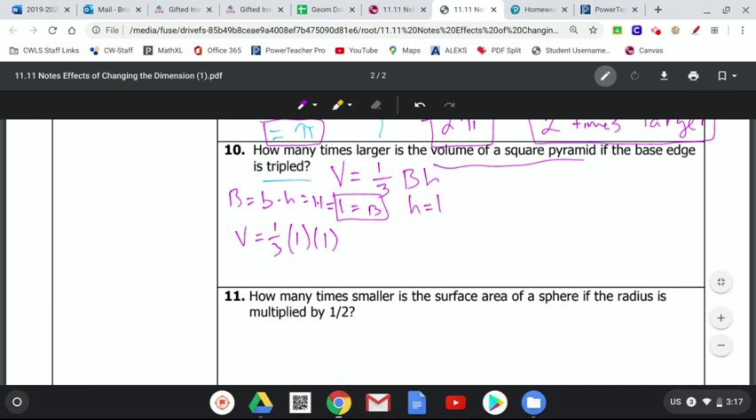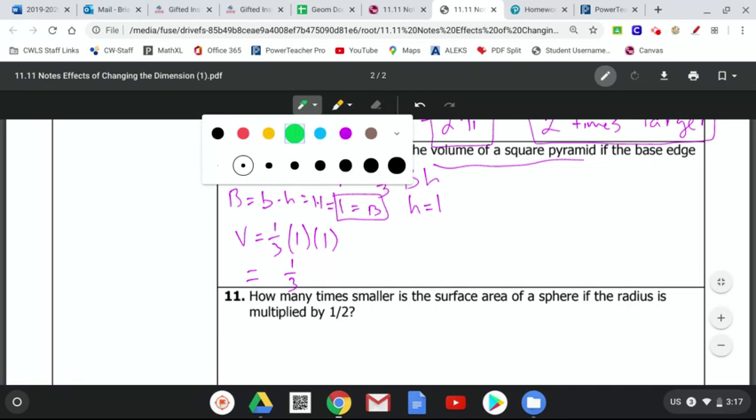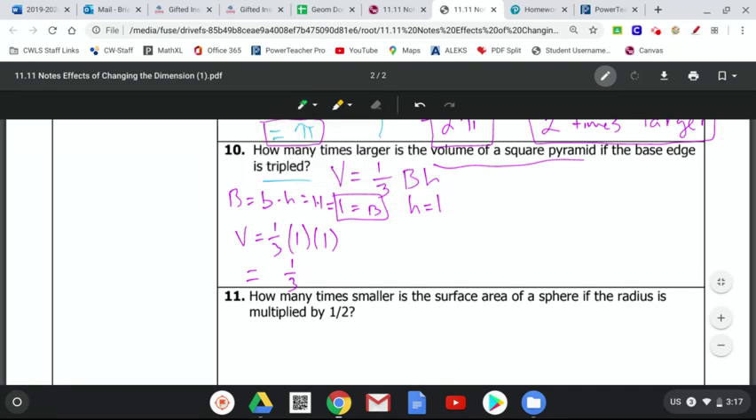Now for the next part. So we get this, it's just going to be 1/3, okay? For the next part, we're saying that the base edge is tripled. So what's going on is basically we have a pyramid, okay? This is our pyramid, and we said our sides are 1. So our base and our height are 1.